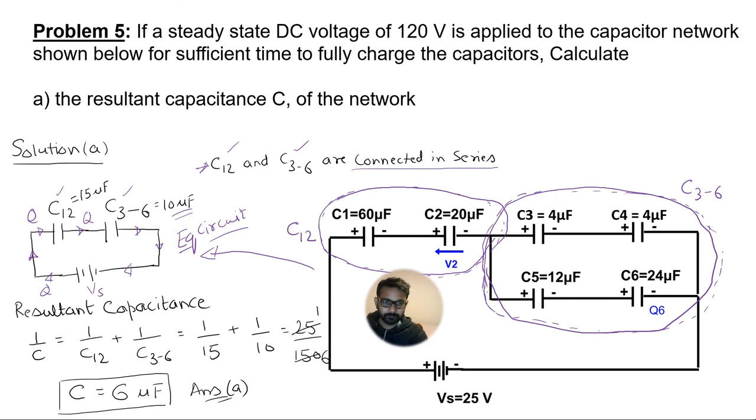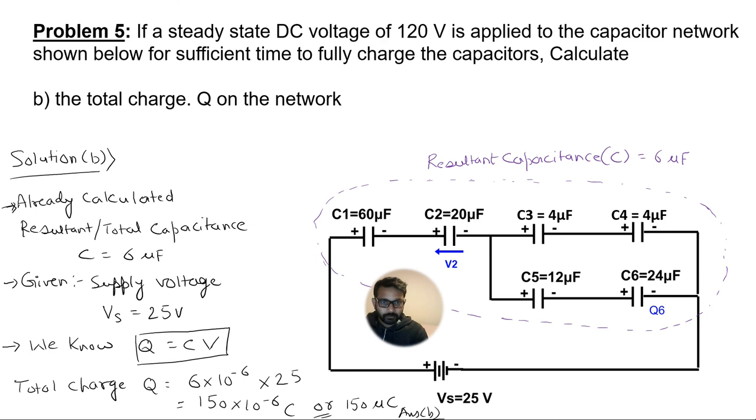The last step would be to find the resultant capacitance. We know the formula: 1 over C is equal to 1 over C12 plus 1 over C3-6. We have already calculated the values. C12 is 15 microfarads and C3-6 is 10 microfarads. If we do the calculation and take the inverse, we end up getting the resultant capacitance of the entire given circuit as 6 microfarads. So this is the answer for part A.